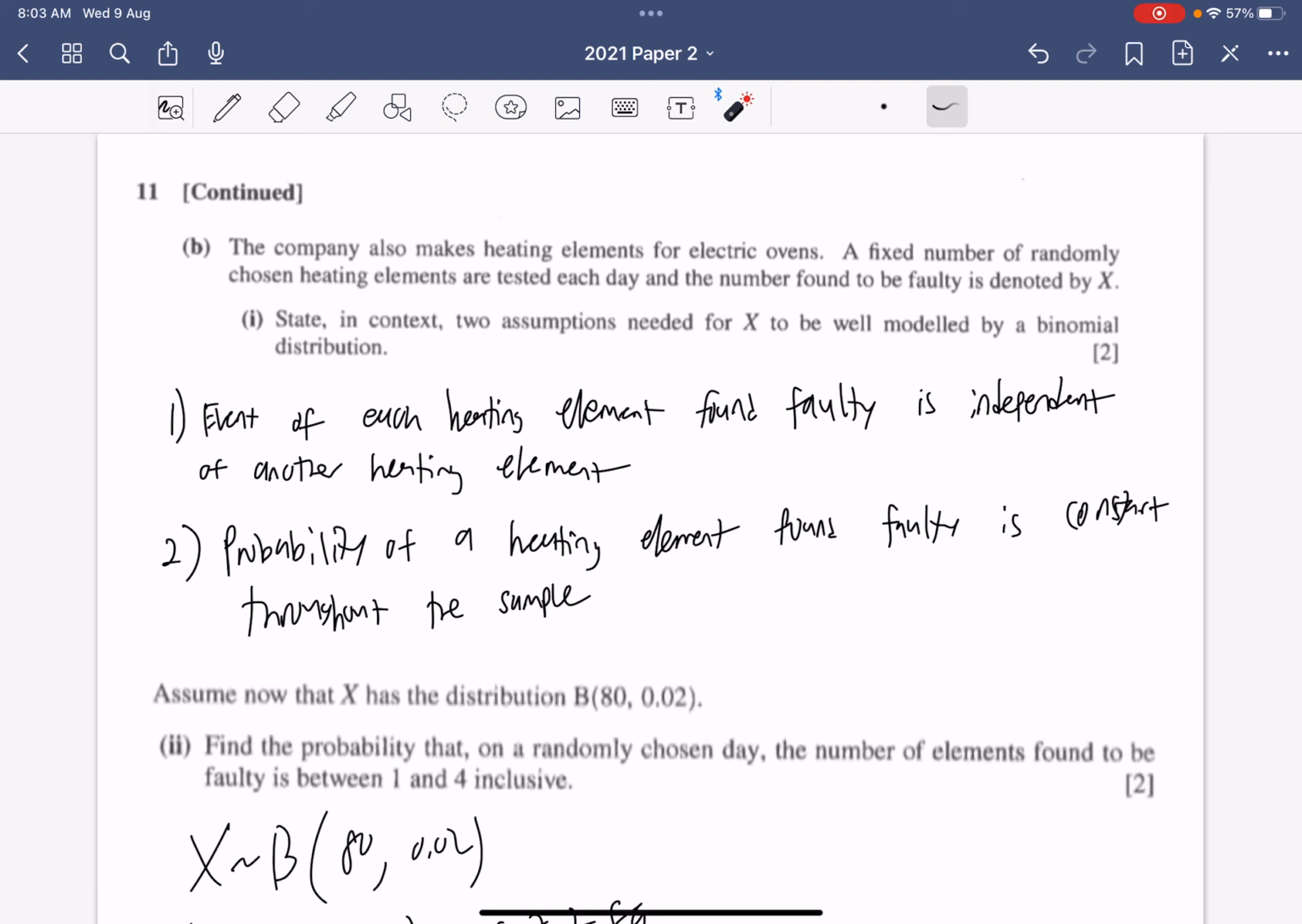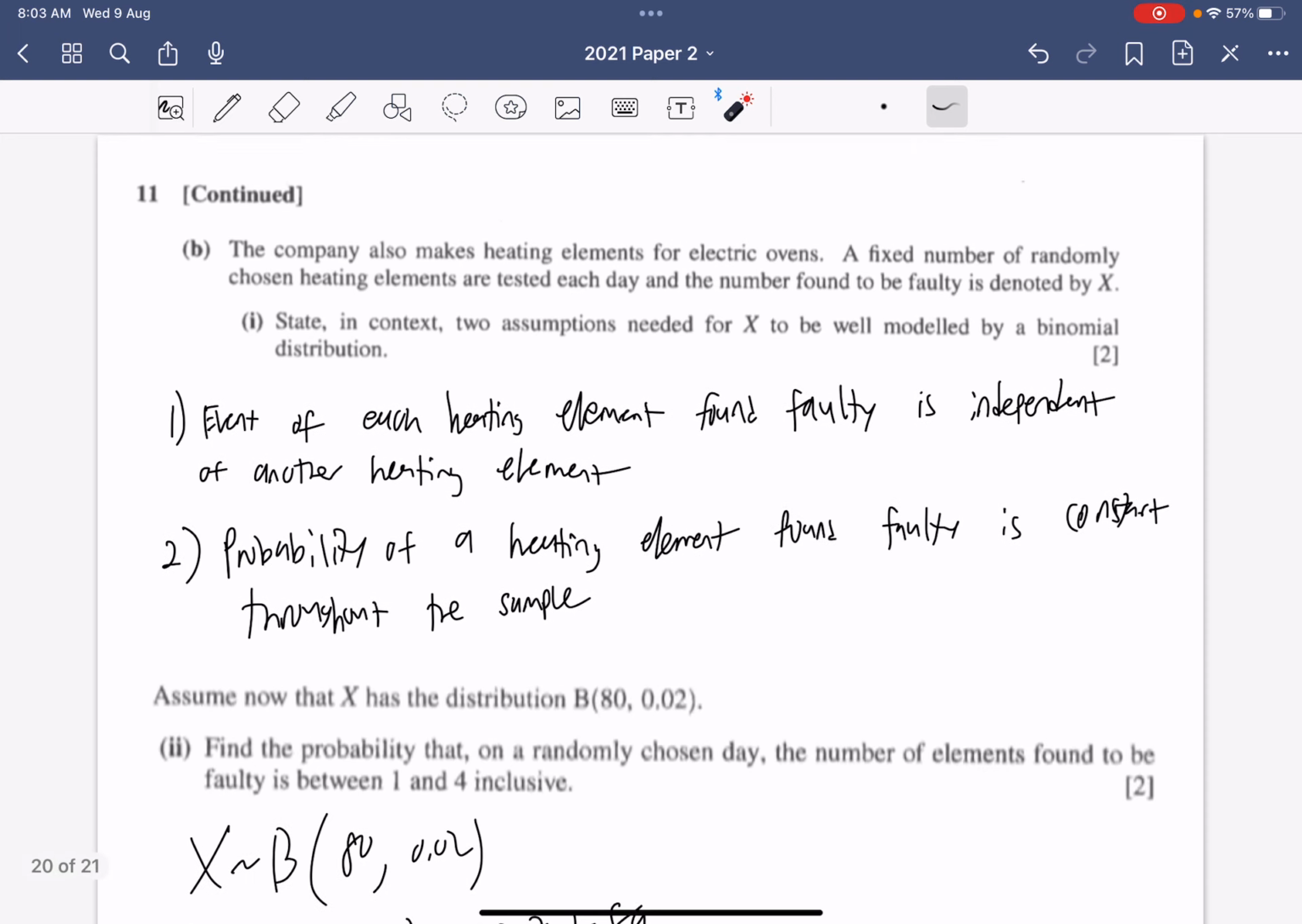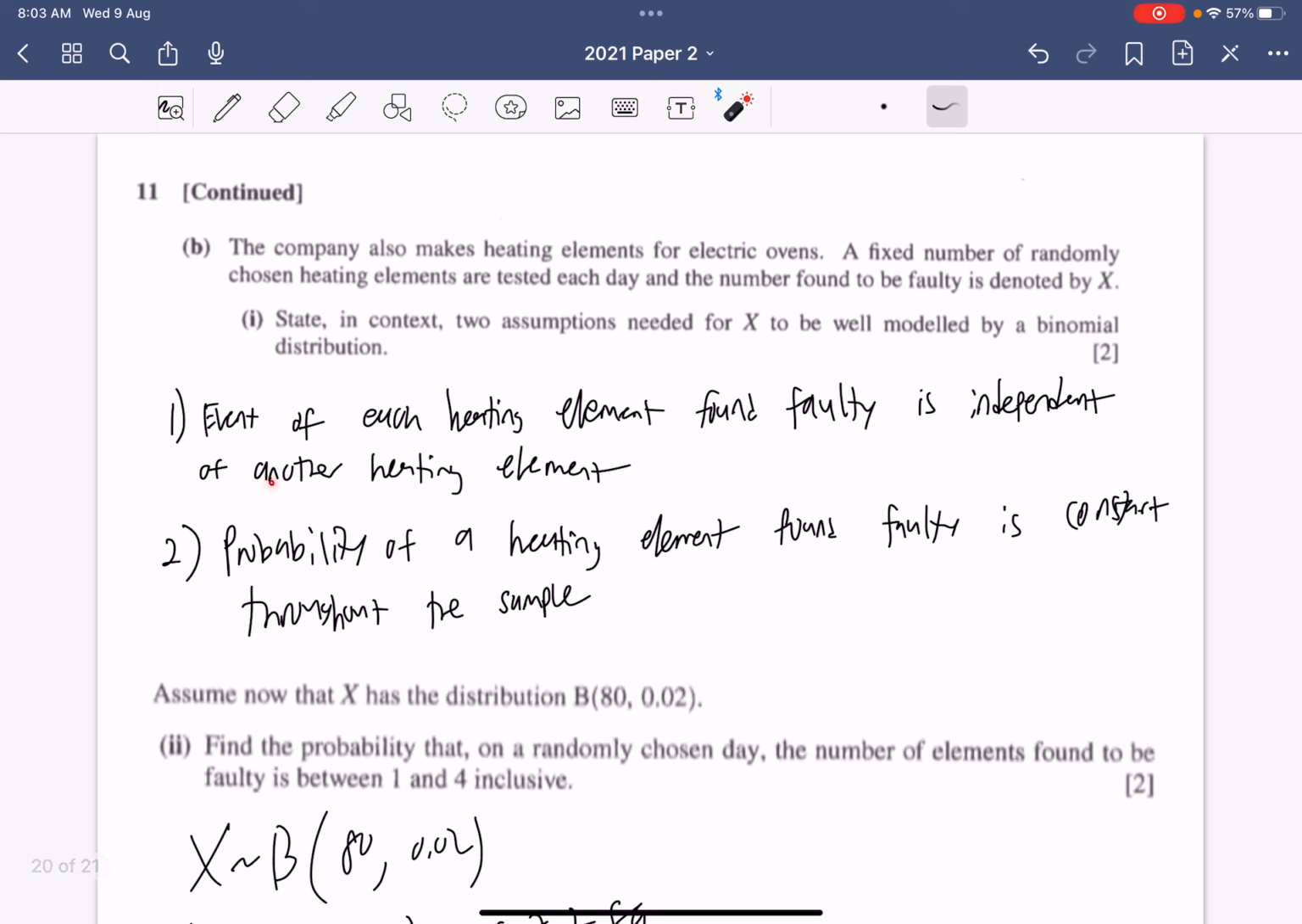Now we are supposed to state some assumptions for us to model X by a binomial, and so this is the standard answer that we all need to just remember for this exam, A levels, is that the event of each heating element has to be independent and the probability is constant throughout the entire sample. So there's no changing probabilities, and every element is independent of each other. So every probability of selecting something is the same, and the events are all independent of selection.